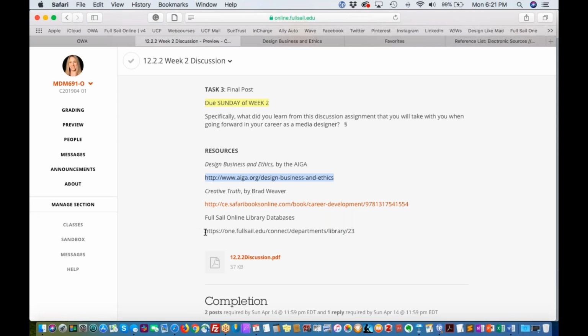And then the library has moved to Full Sail One. So I know someone was having some issues with getting connected to the library. You have to actually log into Full Sail One and you go under departments and then you search for library. That's how I found it. So I put that link up there if you want to copy and paste it.